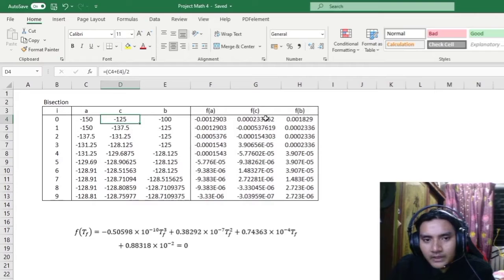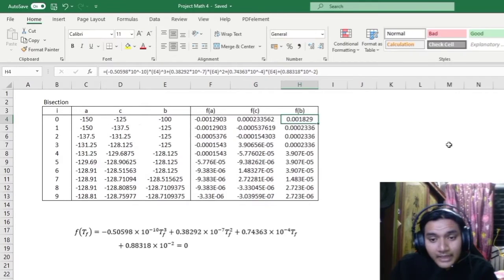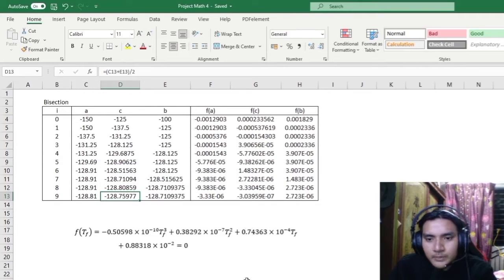For FA, FC and FB, we need to substitute the values inside the formula. Next, we need to complete it and find our desired value, which is negative 128.75977. This is for the bisection method.